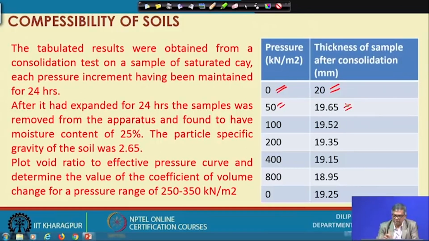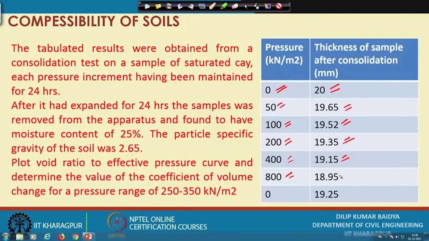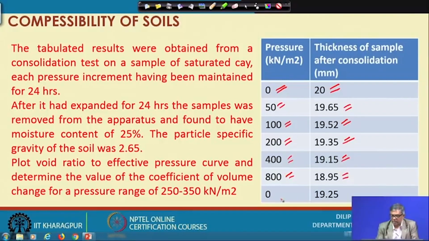So, it is compressed. Then when you apply 100 kPa pressure, it goes to 19.52. At 200 it becomes 19.35, at 400 it becomes 19.15, and at 800 it becomes 18.95. Then, after reaching this pressure, we remove all the load and allow it to expand, and the final thickness is 19.25 millimeter. So, this is the data from the laboratory.